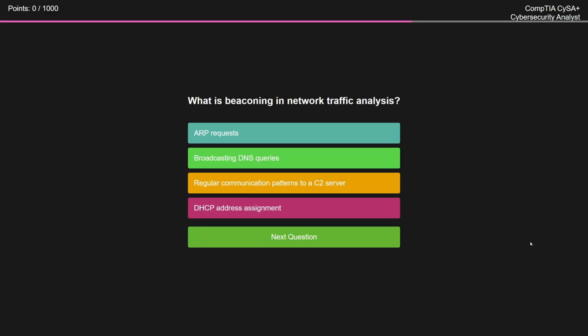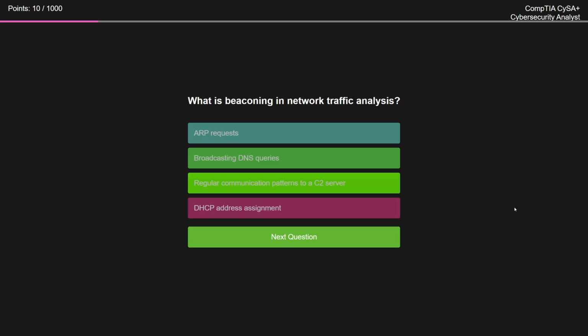Is it broadcast DNS queries, or is it regular communication patterns to a C2 server, or is it DHCP address assignment? So the timer is about to end. I'm going to say it's regular patterns to a C2 server. And why was it regular communication to a C2 server? So a command and control server has to beacon to be able to get that traffic sent back.